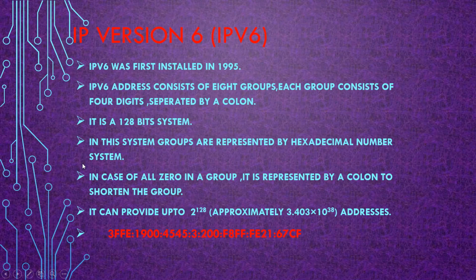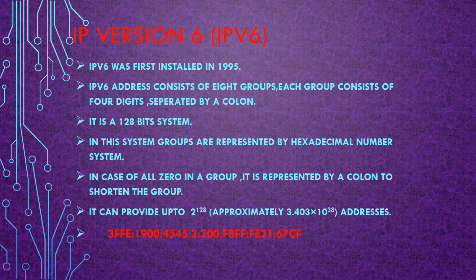It is a 128-bit system. We'll talk about how it is a 128-bit system. In this system, groups are represented in the hexadecimal number system. The hexadecimal number system is a number system in which you have 16 digits, from 0 to 9 and A to F. We won't go into detail because we are trying to cover much in a short time. We do not have that much time.